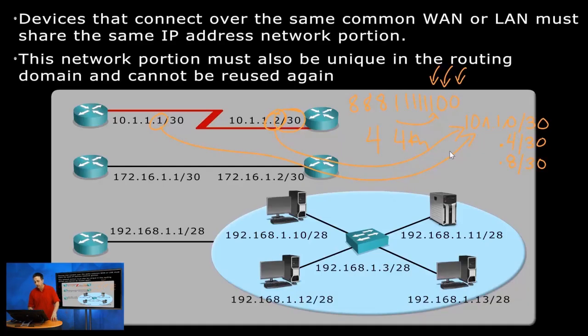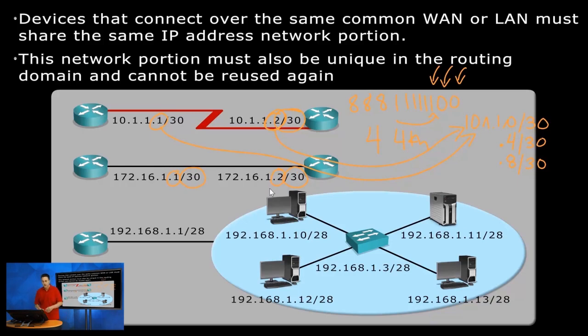Let's analyze the second one. Again, it's a /30. So we already know that with a /30, we're counting by 4 in the fourth octet. So my first subnet here would be 172.16.1.0/30. And then we'd have 172.16.1.4/30. So .1 falls in the first subnet. .2 also falls in the first subnet. So we are addressed appropriately here as well.